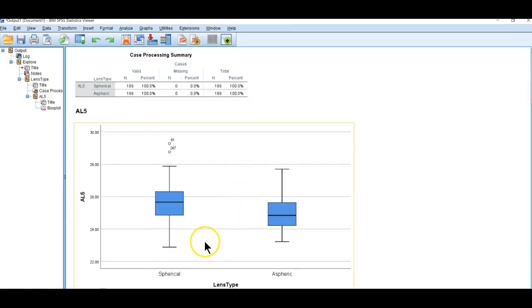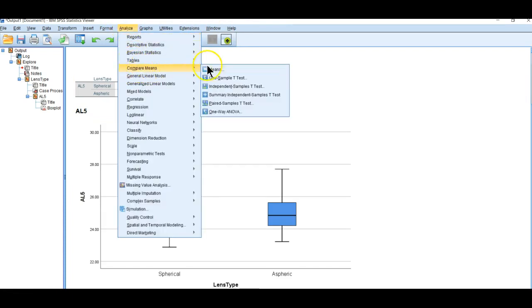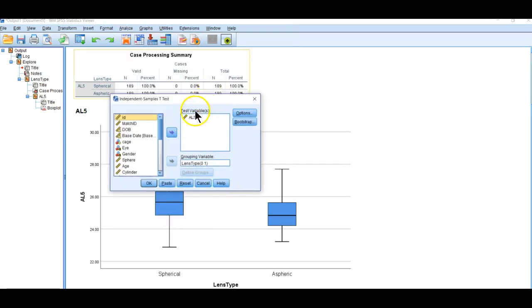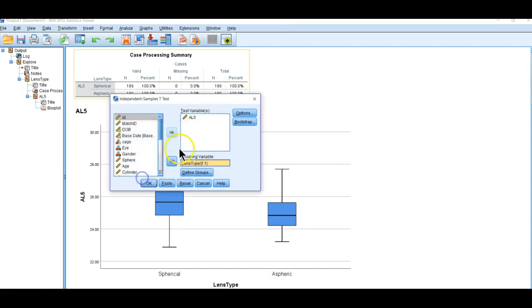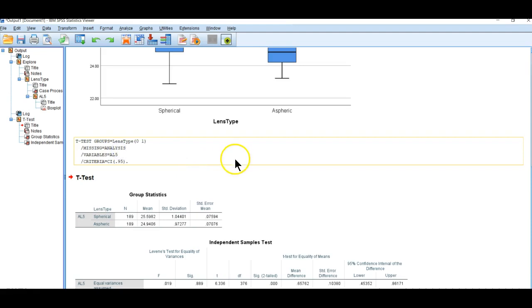And here we see two pretty overlapping box plots. Are they significant or not? That's a question we could ask. Is there a difference? So let's go up to Analyze, Compare Means, Independent Samples t-test. And we have our outcome variable AL5 and our lens type, where we defined 0 and 1 as the two. Type 0 is spherical and 1 is aspheric. So let's see what we get.